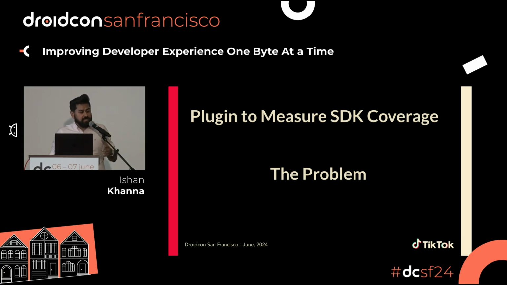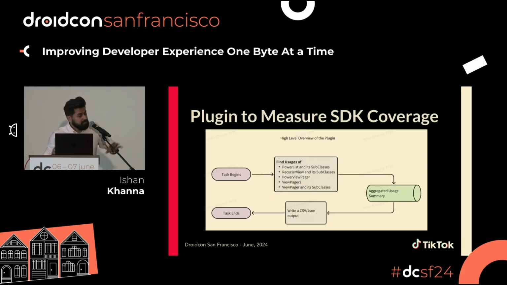But how do we calculate metrics for how many people are directly using recycler view with those customizations, or how many people are using a list view or a powerful list view or whatever we've built? So the solution is a ByteX plugin, which will analyze the whole app project, and it'll generate which parts of the app are using what kind of an SDK or the tool that we want, and which parts are not. And at a high level, this is the overview of the plugin.